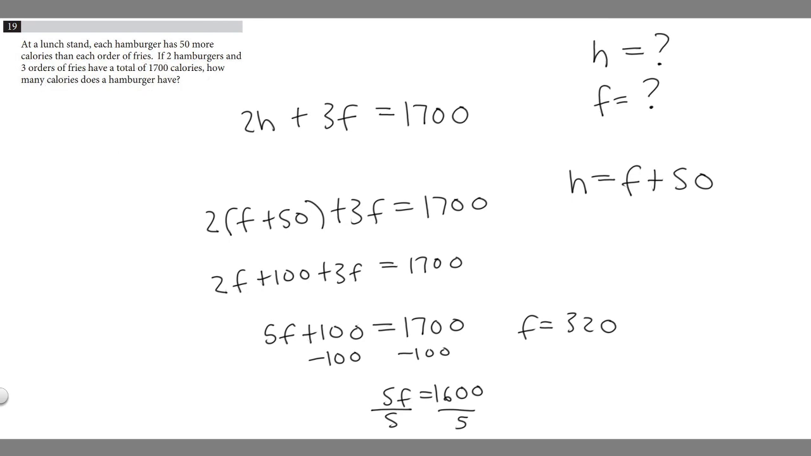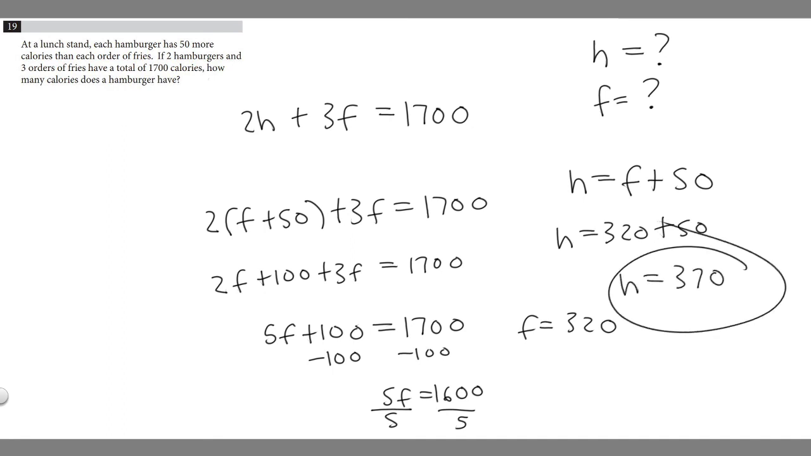And then they're asking us, though, how many calories does a hamburger have? We know that hamburger equals fry plus 50. So h equals, and we know fry is 320 now, so 320 plus 50, which is just 370. So the number of calories in a hamburger is going to be 370, and that's going to be our answer.